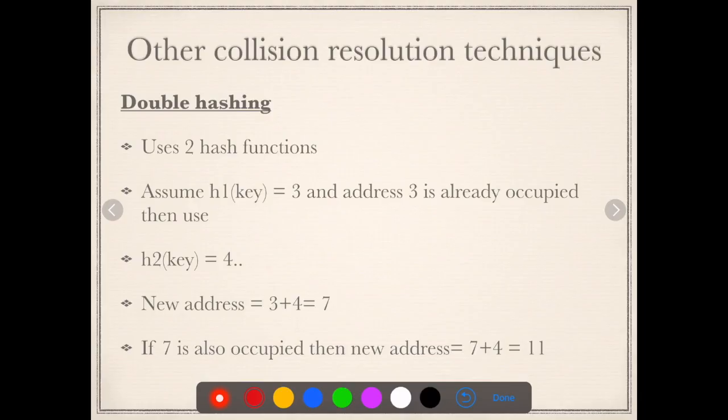We will look at other collision resolution techniques. One of them is called double hashing. As the name indicates, we are going to use two hash functions in order to hash your data. Initially, let us assume that the first hash function generates the address 3 and 3 is already occupied by some other key. So we will have to look for another space in order to store your key.